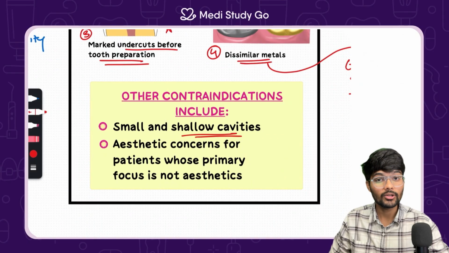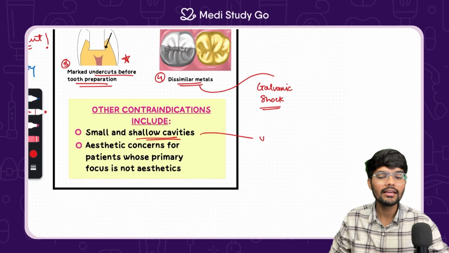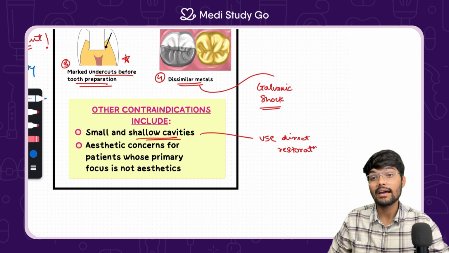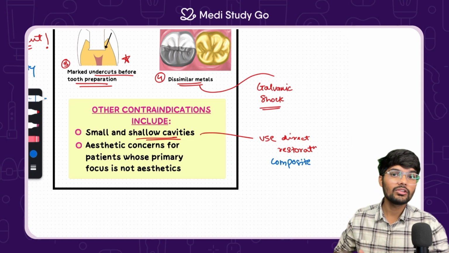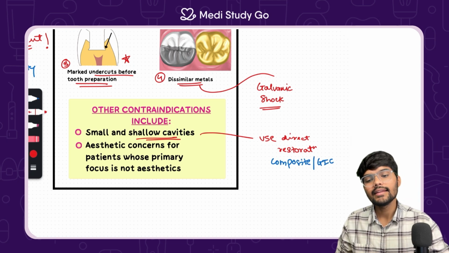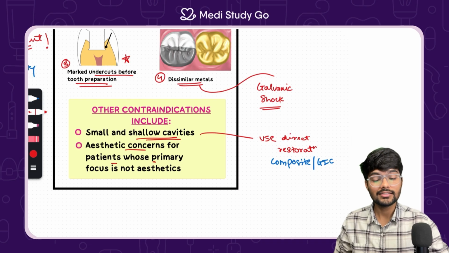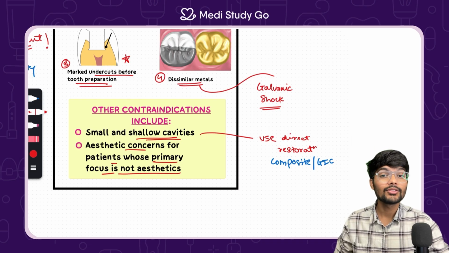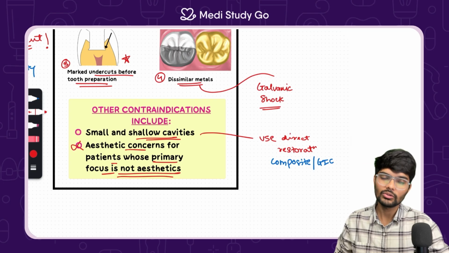Small and shallow cavities, because those can be restored with direct restorative cements like GIC or composite. We do not want to go for extensive tooth preparation for those. Other than that, aesthetic concerns for patients whose primary focus is not aesthetics. So this is also kind of a contraindication, because again we are going to reduce a significant amount of tooth structure.